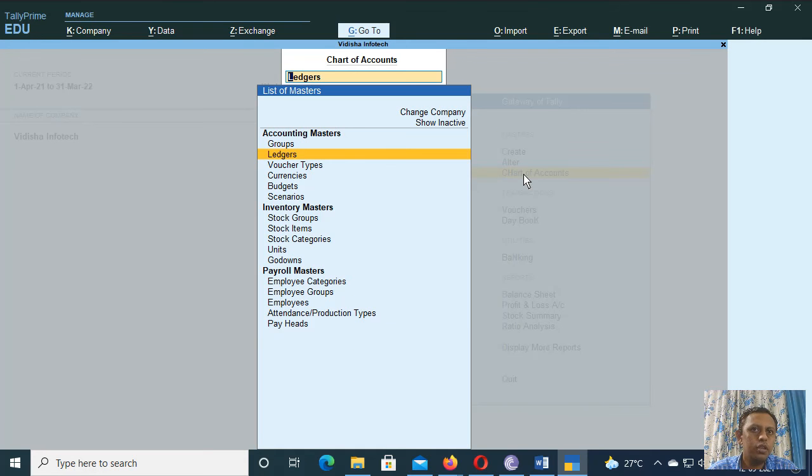Now chart of accounts has three majors, that is accounting masters, inventory masters, and payroll masters. The most used are accounting masters and inventory masters, but inventory masters usage comes later. So we will see the accounting masters: groups, ledgers, and voucher types. We can see it by clicking on it.